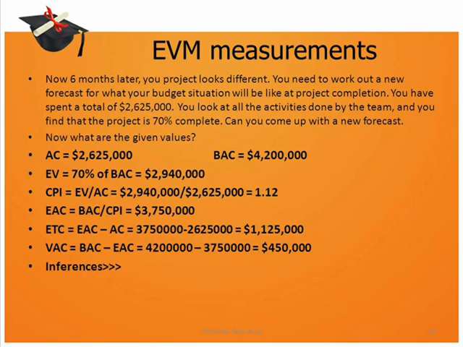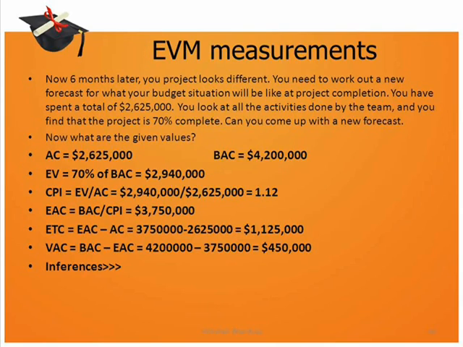So the values given now are AC is equal to $2,625,000. BAC is the same, which is $4,200,000. And since actual percentage complete is 70%, EV is equal to 70% of BAC, which is $2,940,000. Basis this, we can calculate CPI, which is equal to EV by AC, which comes out to be 1.12.